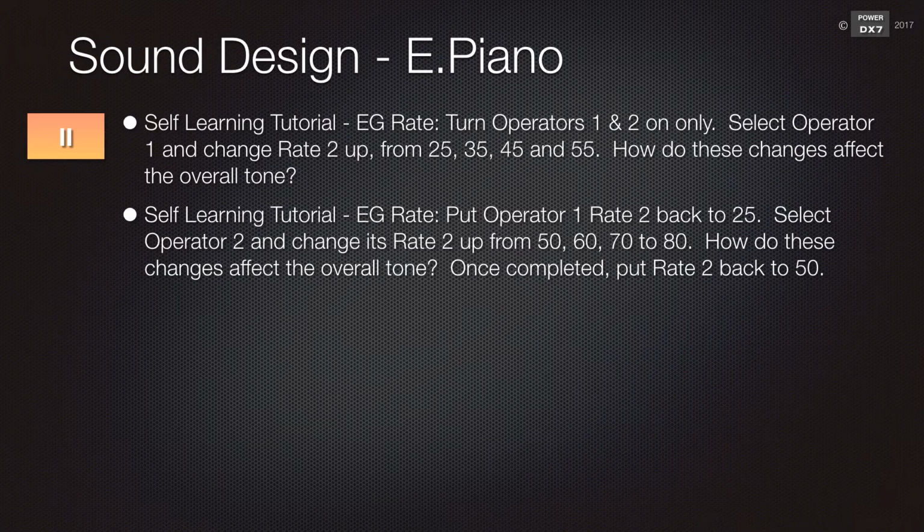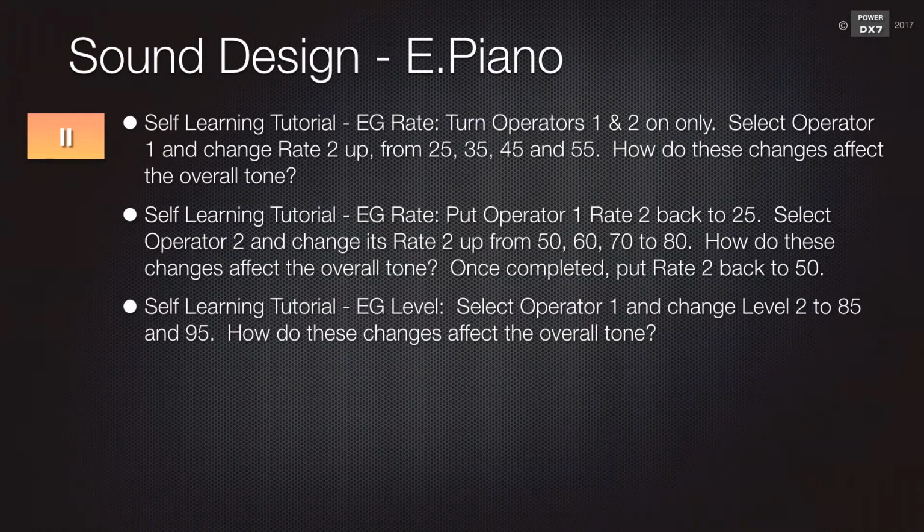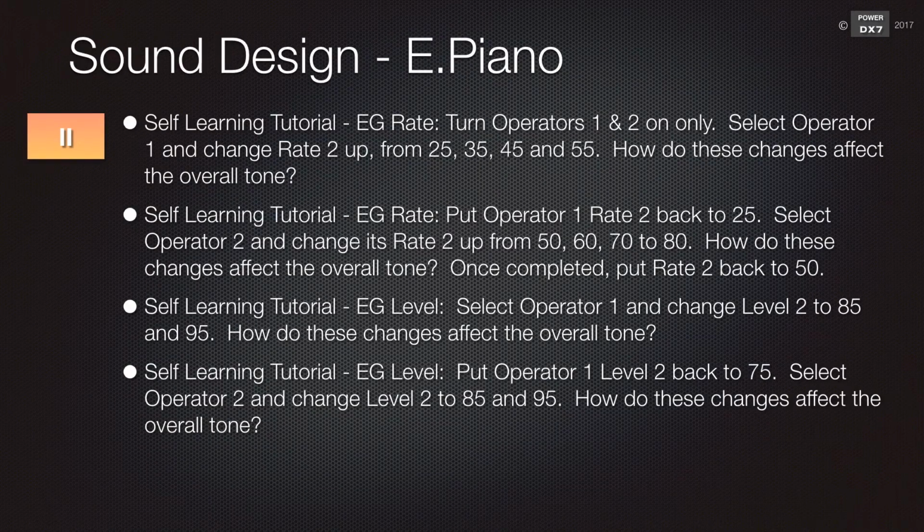Select operator 2 and change its rate 2 up from 50, 60, 70 to 80. How do these changes affect the overall tone? Once completed, put rate 2 back to 50. Select operator 1 and change level 2 to 85 and 95. How do these changes affect the overall tone? Put operator 1 level back to 75.